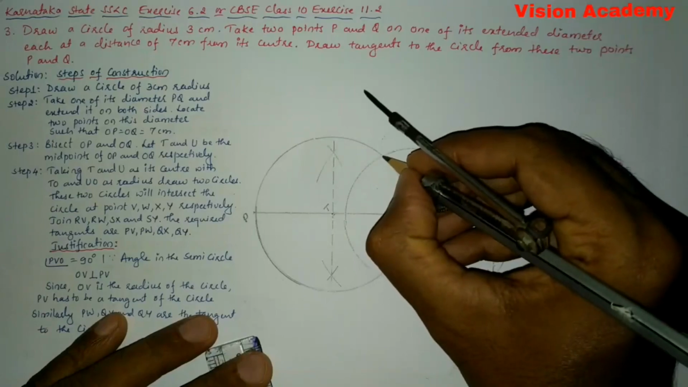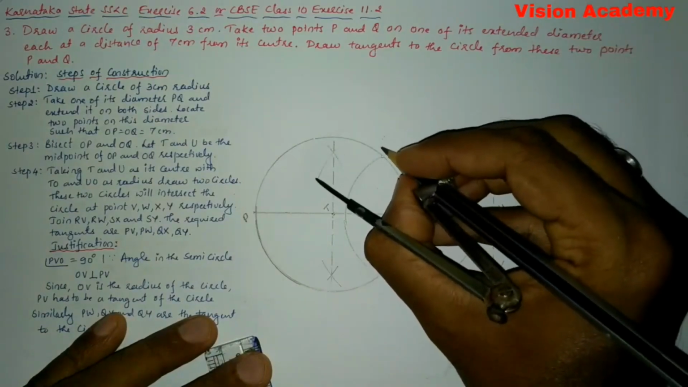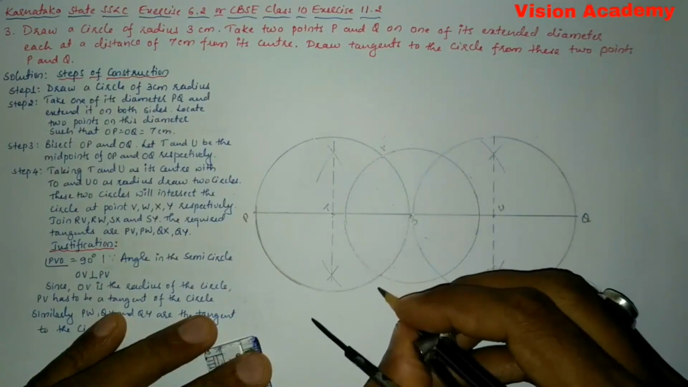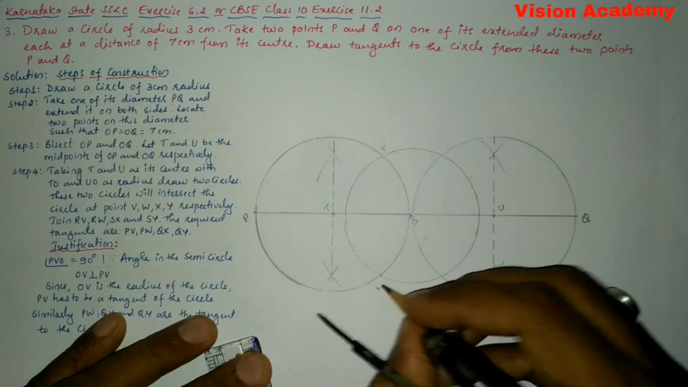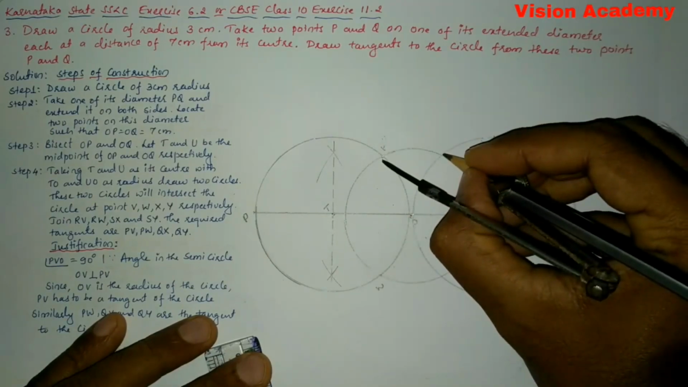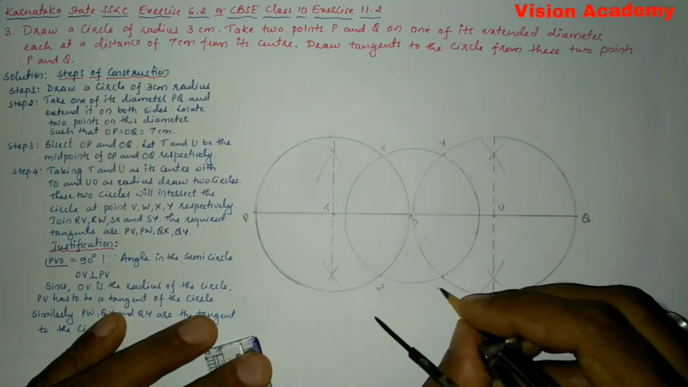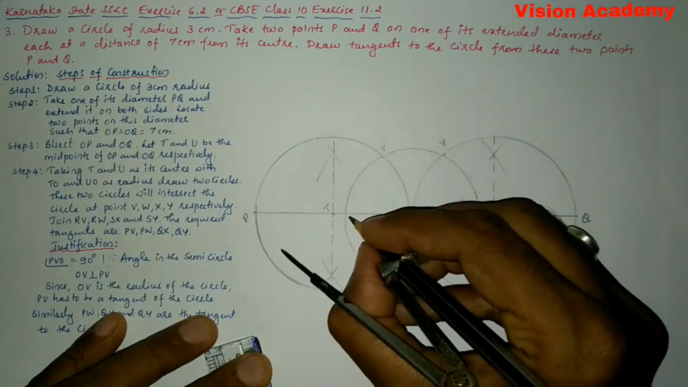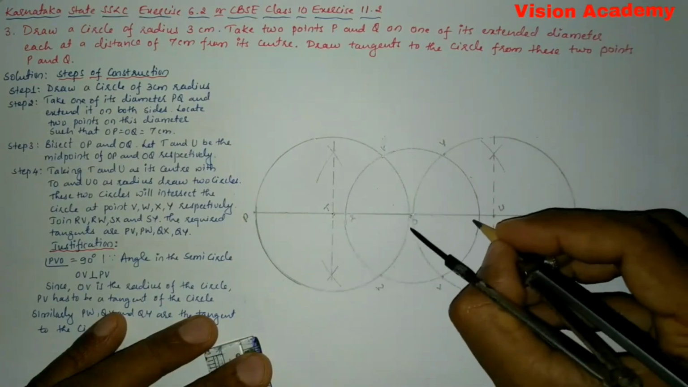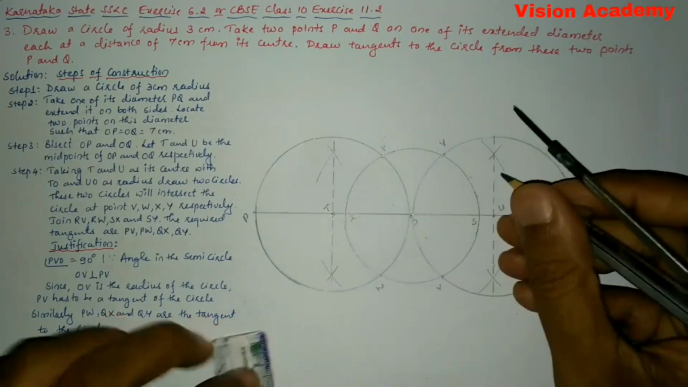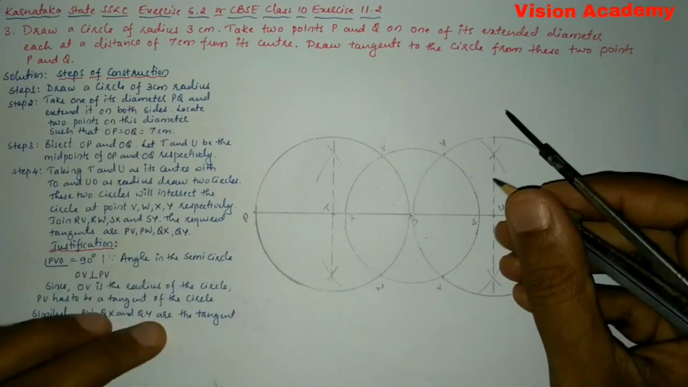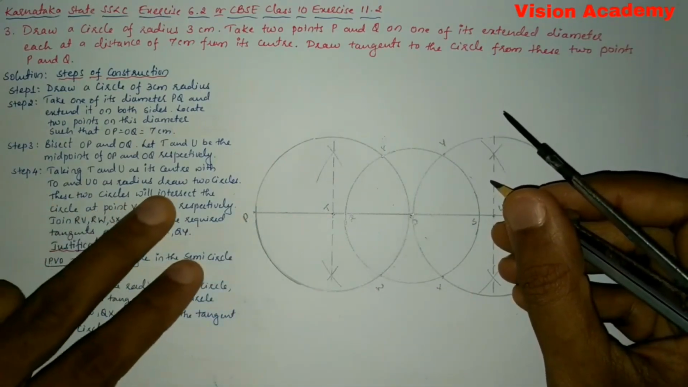Here the intersected point, name this as V, this as W, and let us name this intersected point as Y and this intersected point as X. So here it is intersecting at R and this is S. Now we'll go for the next step.